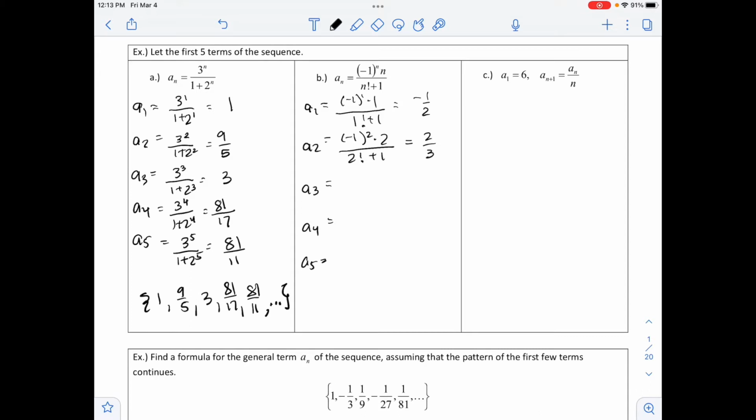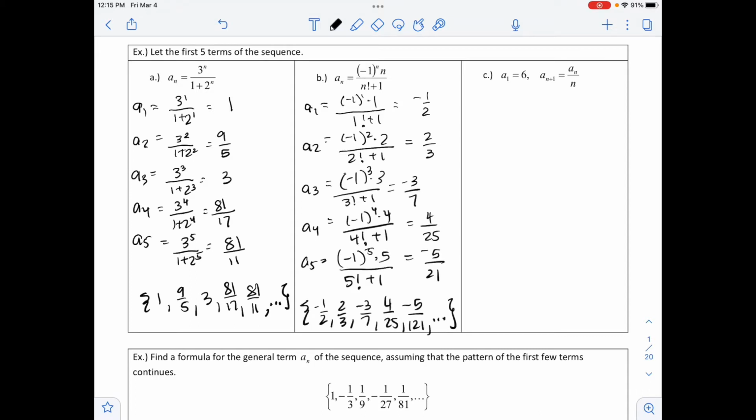Next, try to do the next 3 terms on your own and work those out. The next 3 terms that you should get when you simplify are negative 3 over 7, 4 over 25, and negative 5 over 121. Also remember that the factorial means, so 5 factorial means 5 times 4 times 3 times 2 times 1. Likewise, 4 factorial is 4 times 3 times 2 times 1.